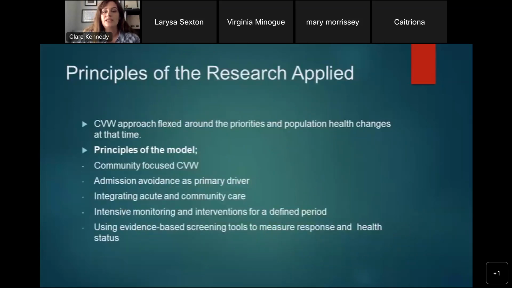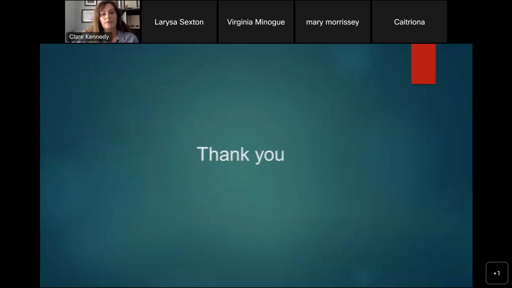So the principles of the research that were applied was that the CVW was actually flexed around the priorities and population health changes at the time. It was community focused. The admission avoidance was a primary driver. Patients did not need to be admitted to ED. GPs referred direct in. It was integrated with the acute and community. We provided intensive monitoring and interventions for a defined period, and we used evidence-based screening tools to measure response and health status over time. And that's the end of my presentation.